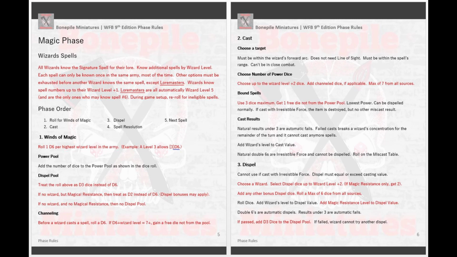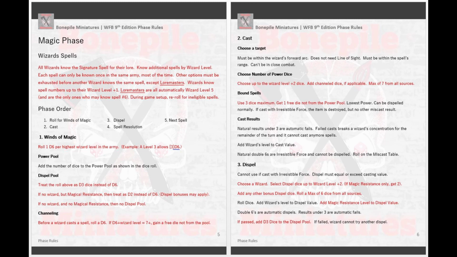So if you and your opponent only bring level 1 wizards, then magic will be a very light component to the game, which makes a lot of sense. And if you both bring level 4 wizards, or lore masters even, then magic will be a big influence on the game. You get to decide. Your investment into magic controls how much of an influence it will be.